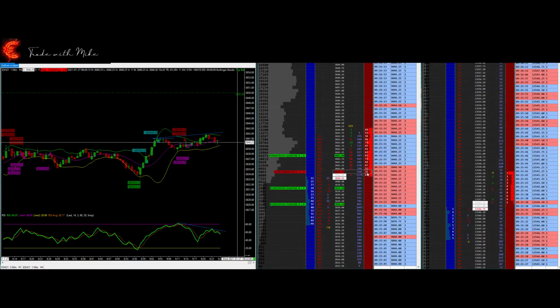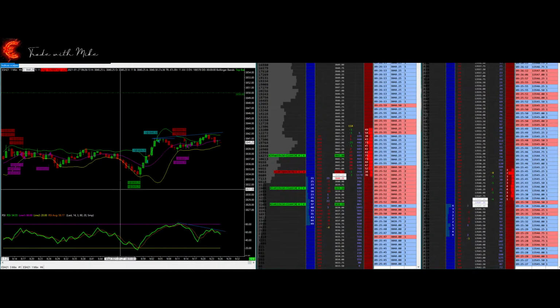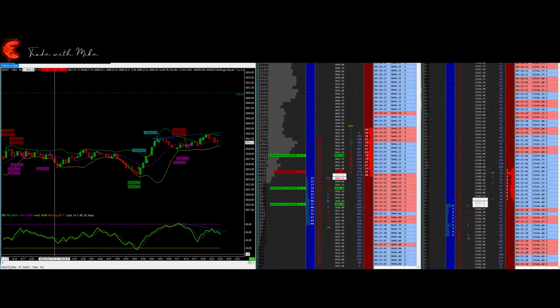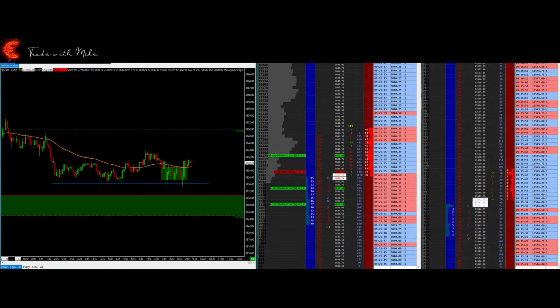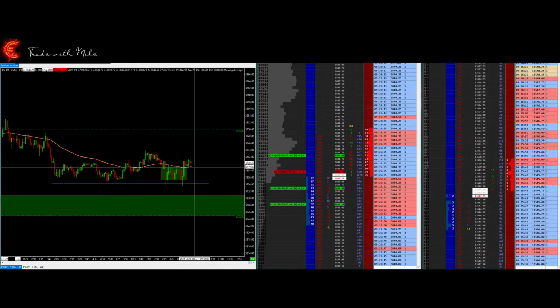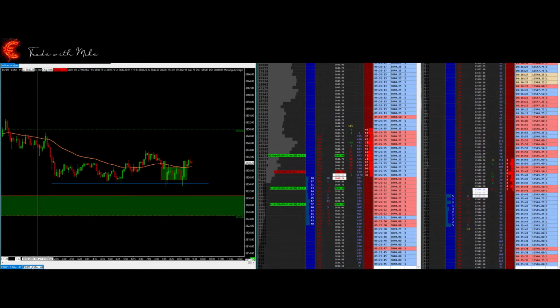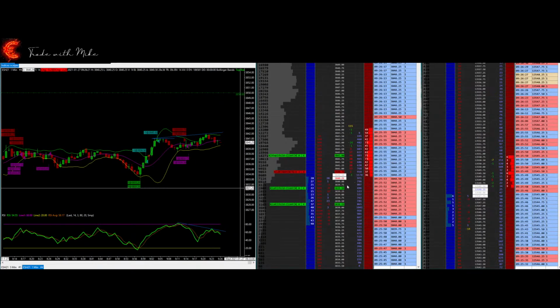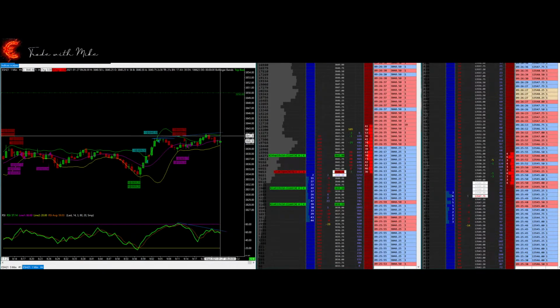I'll just trade here, click there, and I'll check this one. See, it might go back here somewhere around 39.25. It might go back to that. Might not. So let's see.